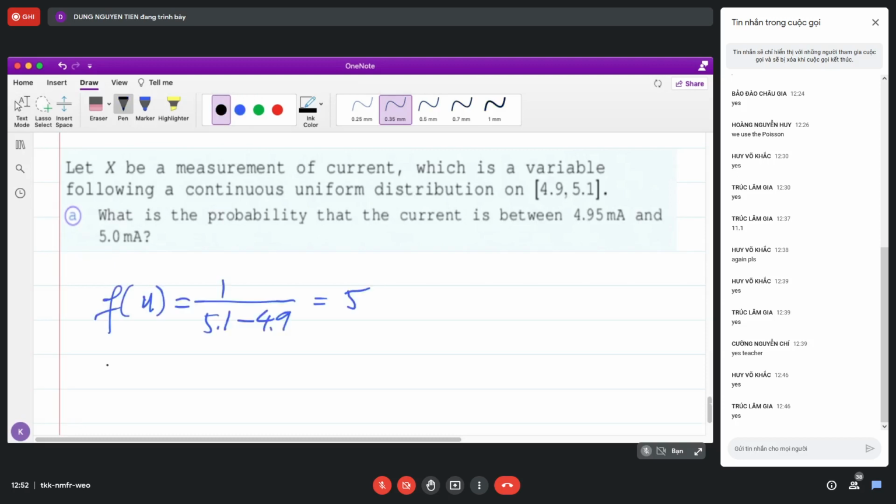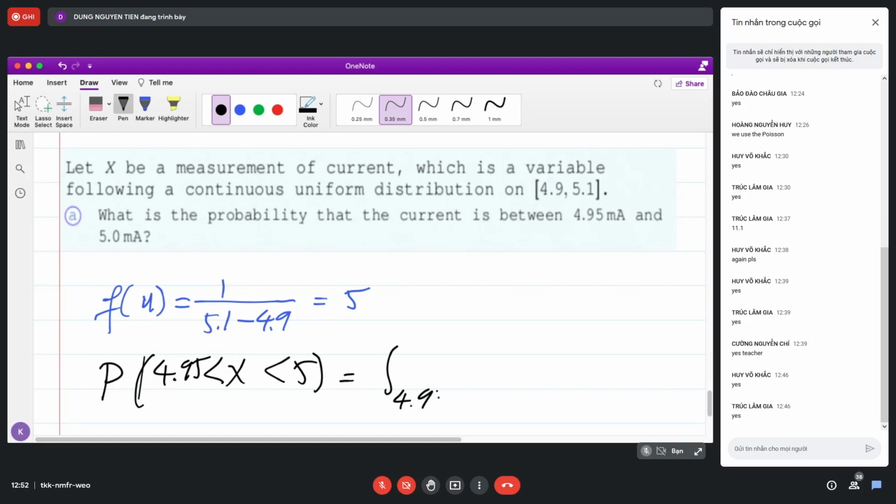Then you can find the probability that the current is between 4.95 and 5, and that is the integral from 4.95 to 5 of the density function, which is 5, dx. And then you get 0.25, right? So you get 25% for the probability. Okay.